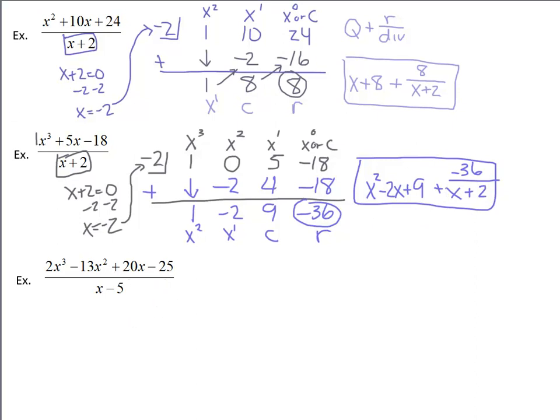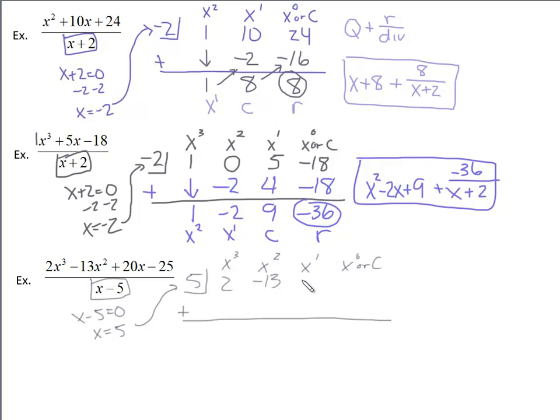All right, let's do one more. Almost done with these examples, and then we'll show you the other way that we can use this algorithm that's pretty helpful. Okay, so we're going to find our 0 really fast. When I set that equal to 0, we're going to get positive 5, adding 5 to both sides. So positive 5 goes in my box. We do have, again, x to the third, x to the second, x to the first, and x to the 0, or my constant. Okay, my coefficients are 2, negative 13, 20, and negative 25.